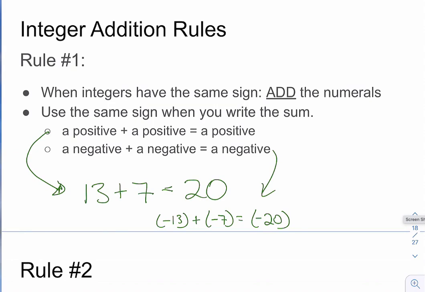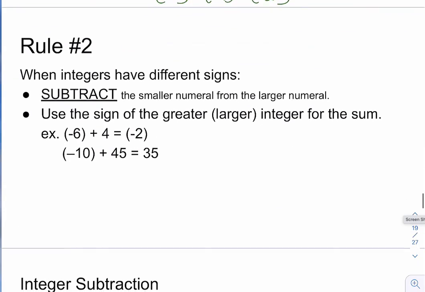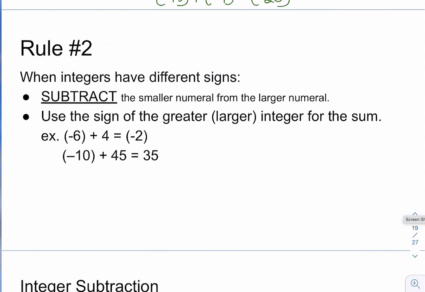There's only two rules because there's only one other thing that can happen. Right now in this first rule, all the integers in each question have the same sign. So the only other thing that can occur is the integers have different signs, and that's where rule number 2 comes in. Rule 2 says, when integers have different signs, subtract. I know we're doing addition, but we're going to subtract for part of this to get the answer. Subtract the smaller numeral from the larger numeral. Then we're going to use the sign of the larger integer for our answer, or for the sum.